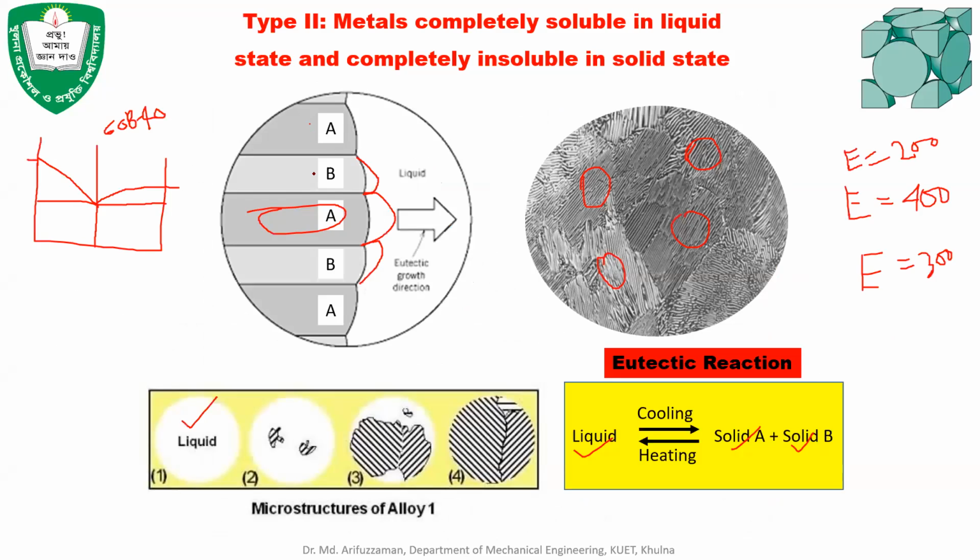Here, solid A and solid B stay separately. And this mixture is called the eutectic mixture. Understand?